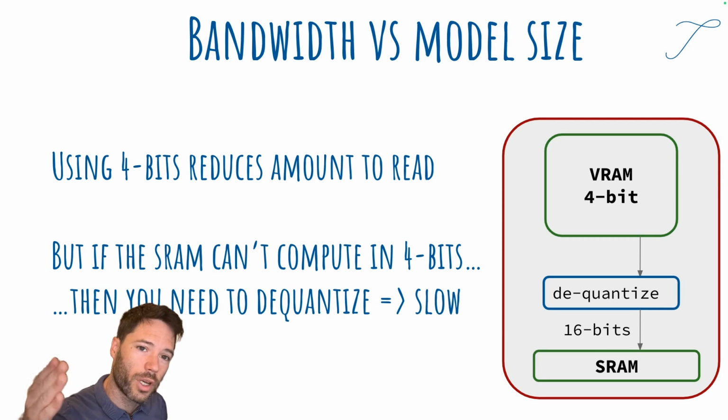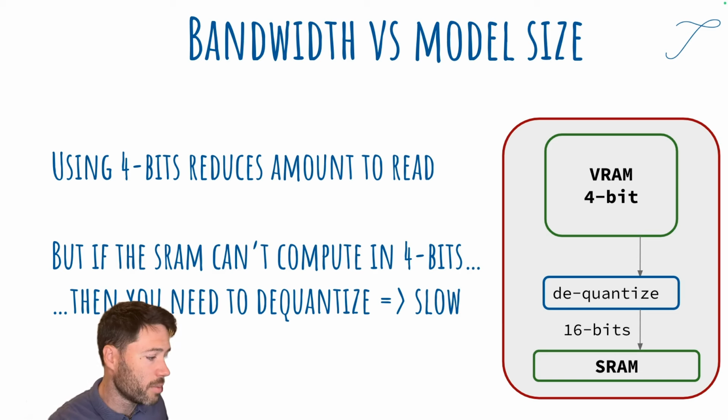If you're just sending in one input sequence, probably you're not using all of the calculating power of the deep SRAM. So you can just use some of the excess calculating power to do the de-quantization, and you might not even see a slowdown. But if you put in a big batch of input tokens, you need to crunch a lot of numbers to process all 64, let's say, of those inputs. And now you don't really have much compute to spare. And the extra compute you need to do for de-quantization is now going to slow you down.